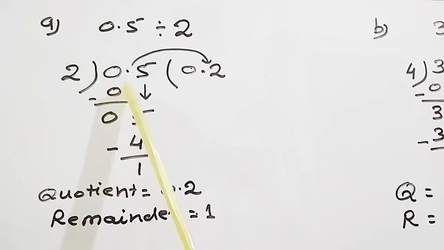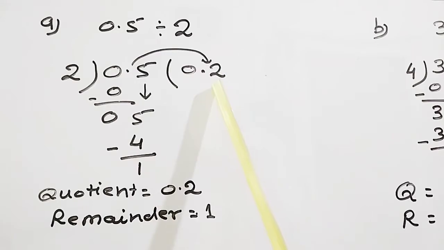It is not possible to divide without removing the decimal from the dividend. So what do we do? We shift this decimal to the quotient. Shift the decimal to the quotient. After that, write the next digit 5 down. Now we divide 5 by 2.